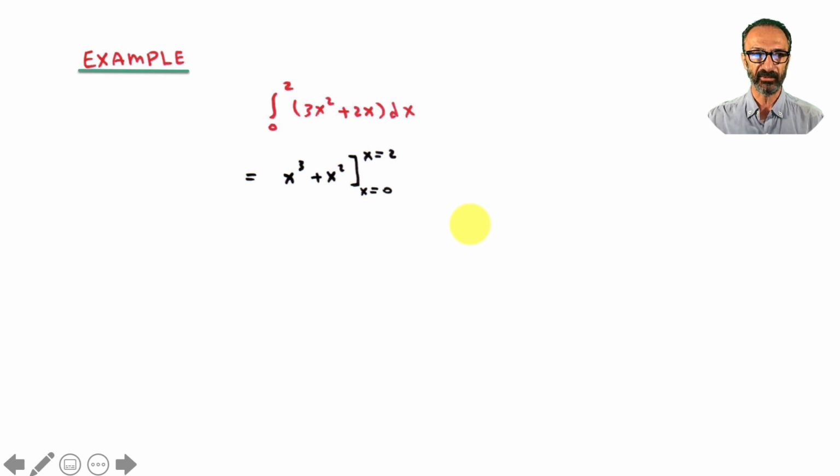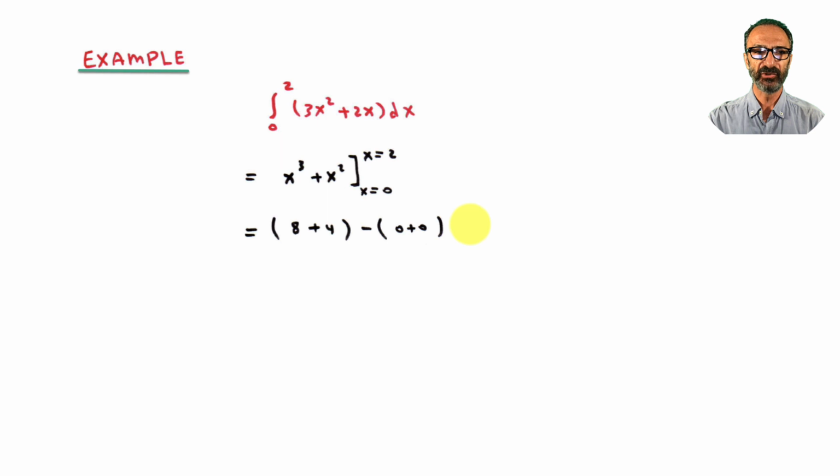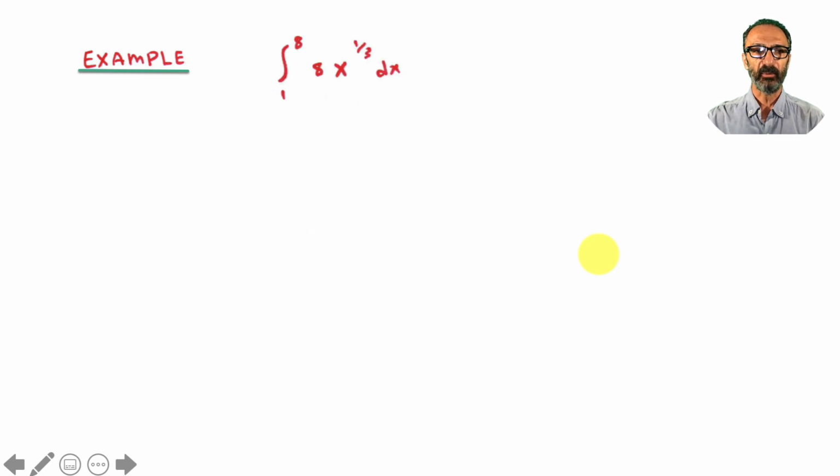You could see it and you could just see the flow, and I'm building as I go. Plug in 2 first in the whole package, then plug in 0 and subtract. That's capital F of b minus capital F of a. Since we have a definite integral, so we have a and b, we're not writing plus C. Answer is 12. And third example. This time we have a fraction as an exponent. I know some students don't like fractions and don't like negatives. Alright?